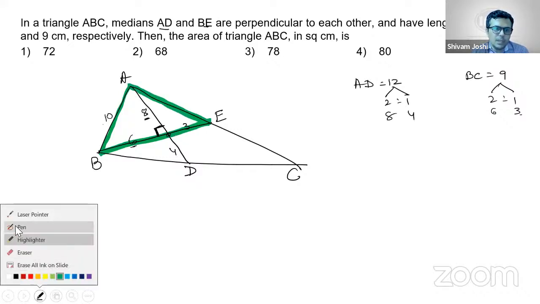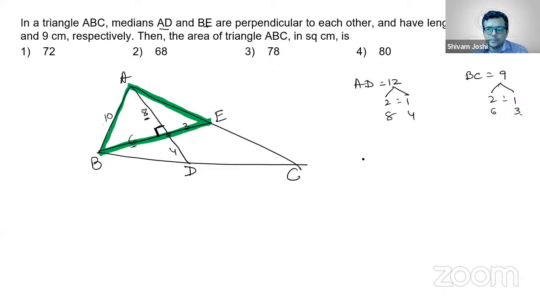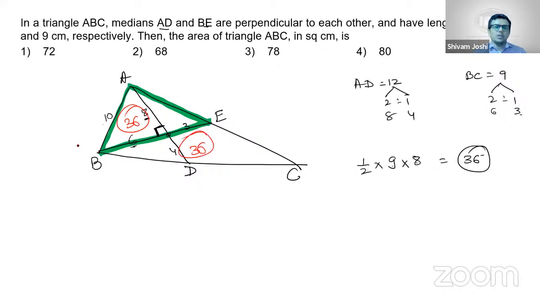I can simply concentrate on this triangle and find out its area using half base height. How much is the base? 6 plus 3, that is 9. Into height, which is 8. 9 eights are 72 upon 2, that is 36. Okay. If this one has an area of 36, this one will also have an area of 36, totally 72. A median divides the area of a triangle into two equal parts.